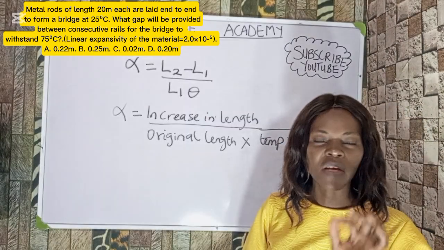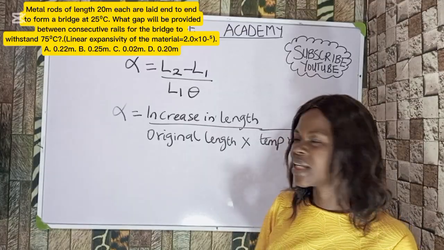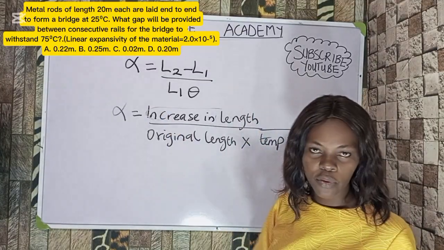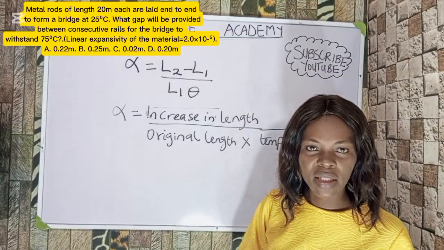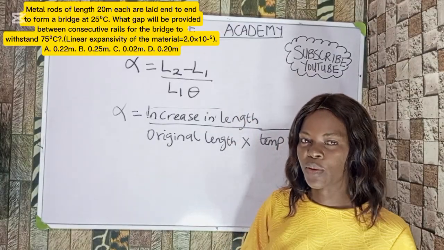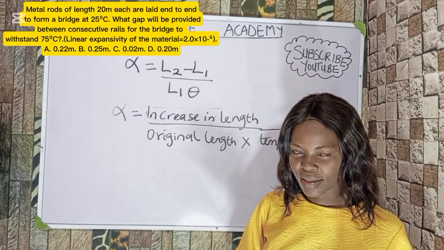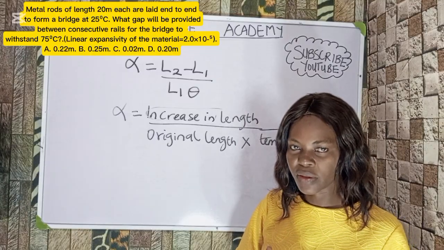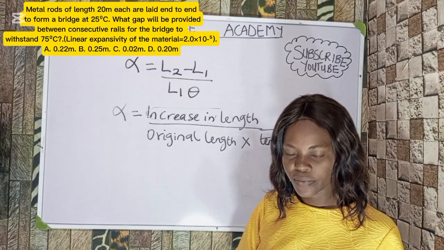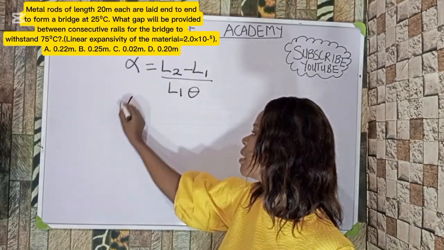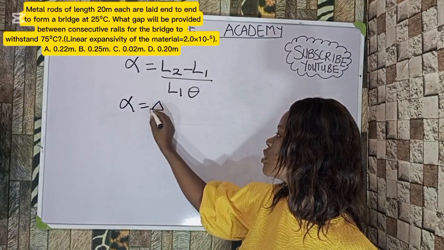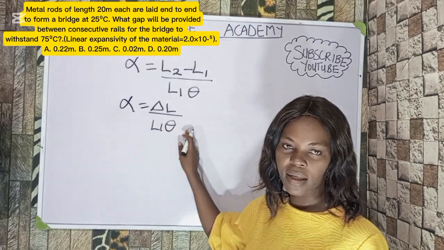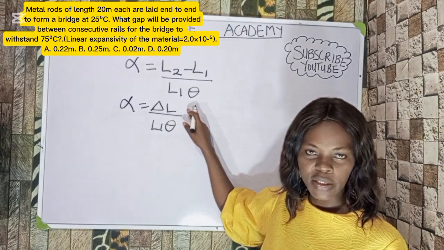But the question says we are looking for the increase in length. That means the increase in length is what we are looking for. So from the formula, our increase in length is L2 minus L1. I hope you understand. So increase in length is the change in the length, that is L2 minus L1. So alpha is equal to the change in the length all over L1 theta. So what you're looking for is the change in the length.